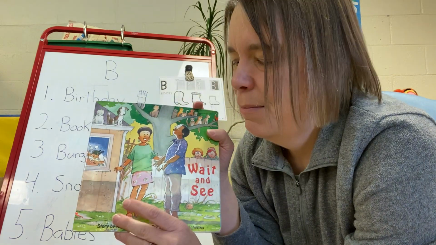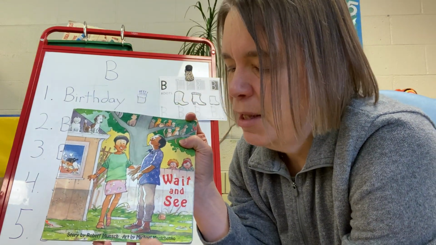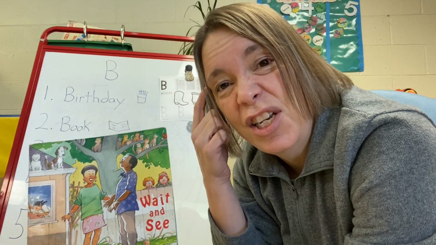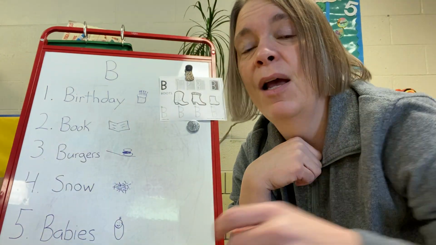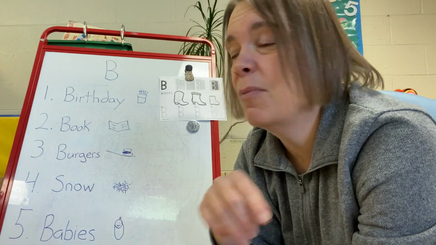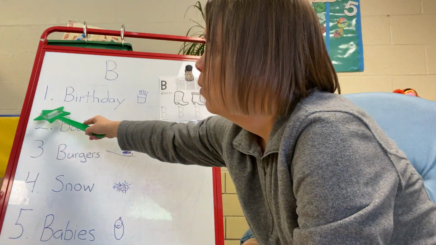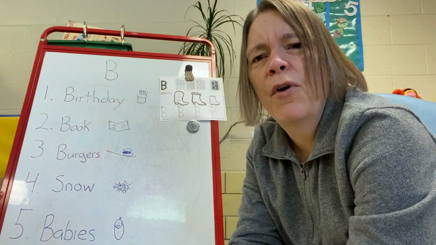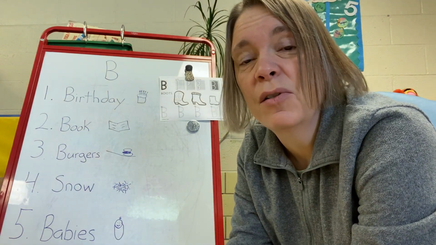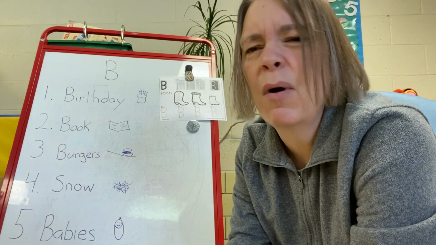I think that Robert Munsch and Michael Marchenko have really good imaginations, don't they? It's kind of a funny book to think about. We did number 1. We talked about Ruby's birthday. We did number 2. We read a book. Now, the other things were things from the books that also started with a B. So let's see what else we have.